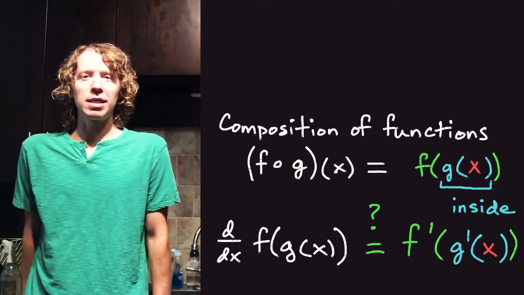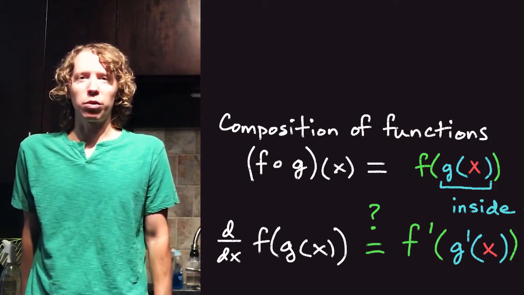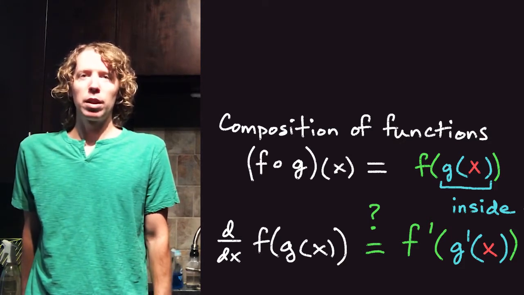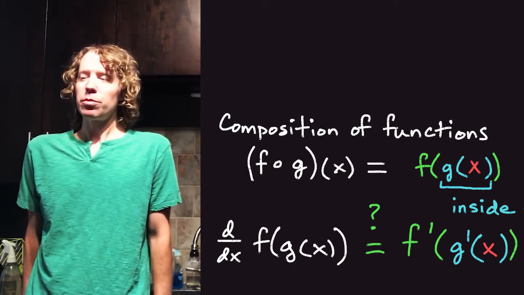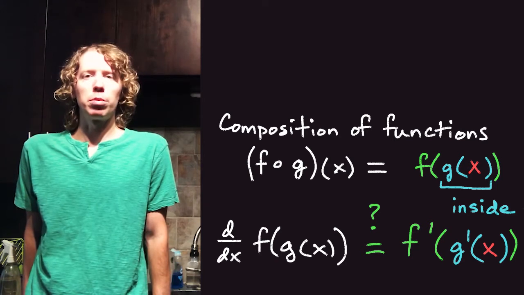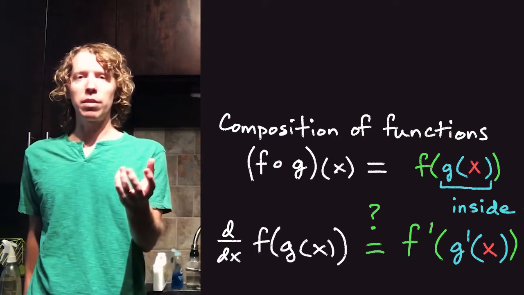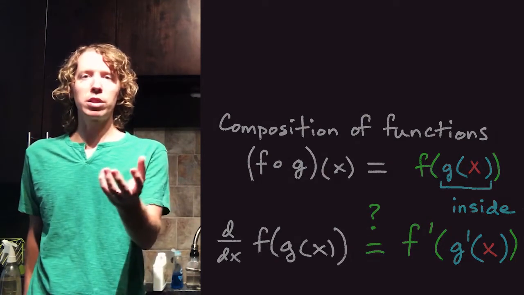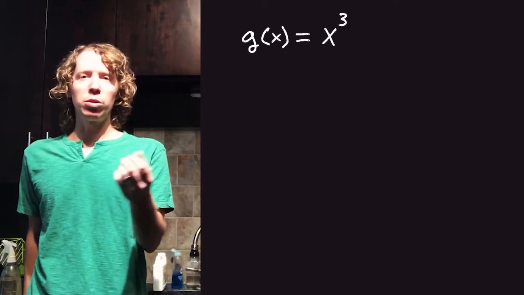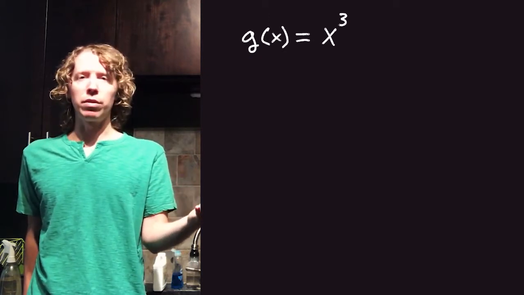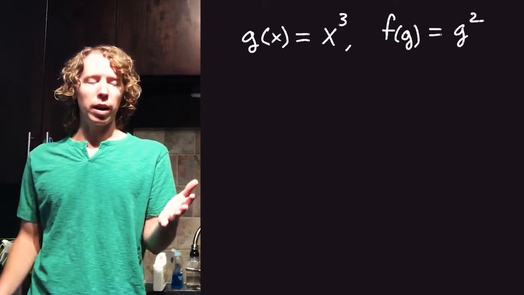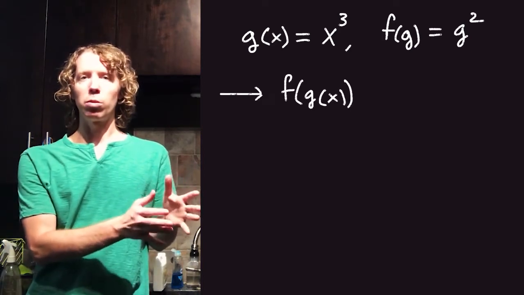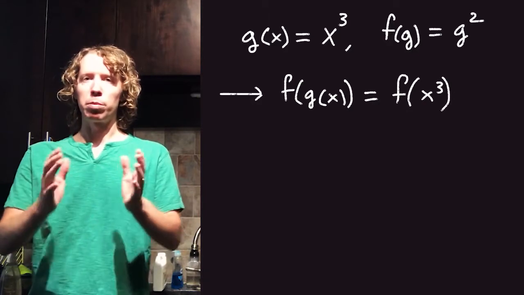If you've taken intuitive guesses like this for the product rule and the quotient rule, then you may be skeptical about my guess here. But let's just see if it works. Let's use a simple example. Let's use an inside function g of x as x cubed, and an outside function f of g to be just g squared. So then we've got f of g of x equals (x cubed) squared.